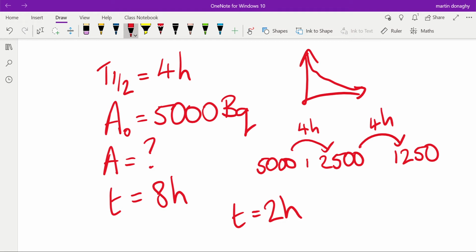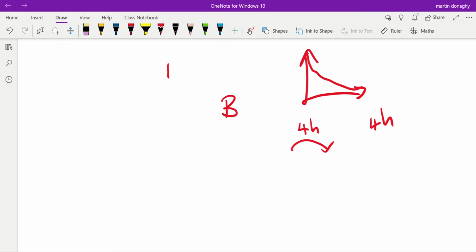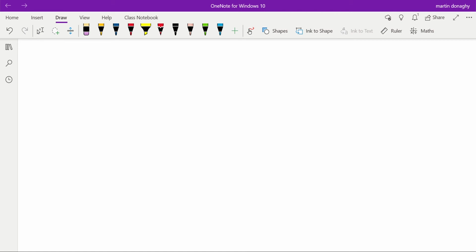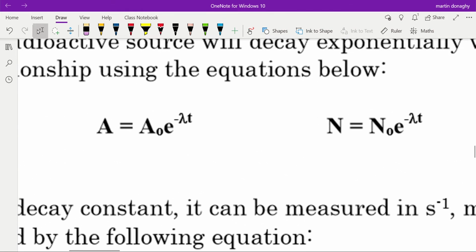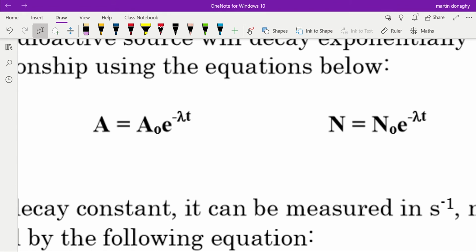But that method of just knowing the half-life doesn't work for all times and all activities, just very specific points in time. Therefore, at A level, we need an equation that can describe what the activity would be at any time t, and it is this equation. This is a decay equation. We see this numerous times in physics. In fact, probably next to direct proportionality, this is the most common physical relationship we see in physics.